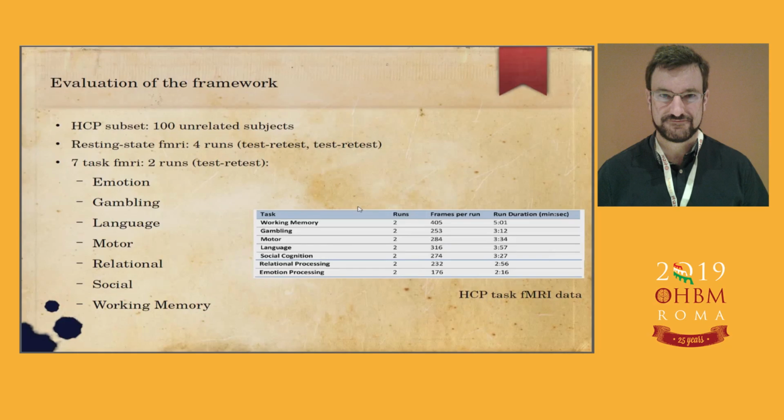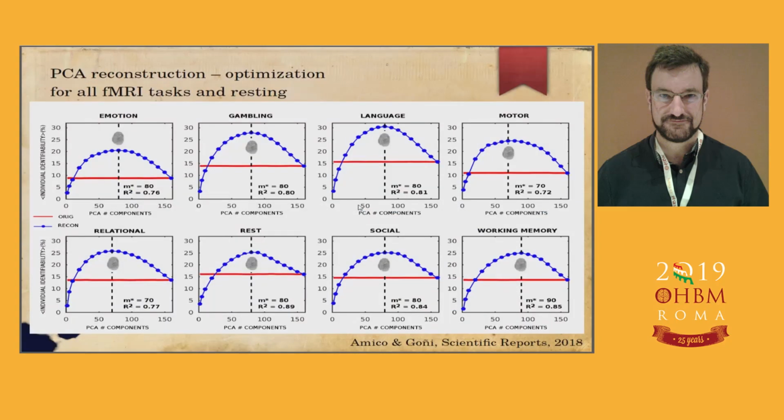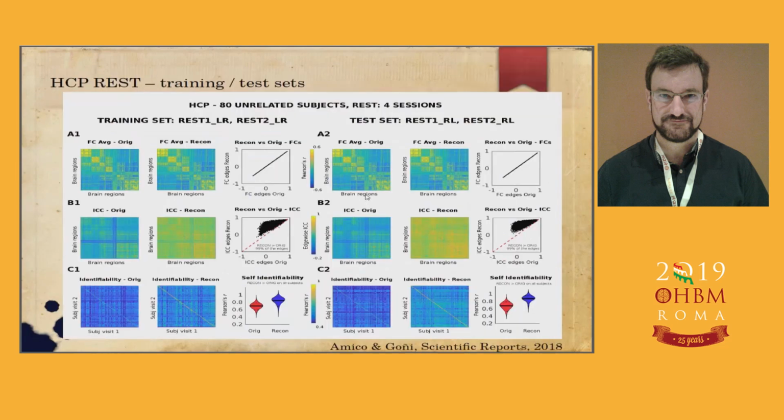We went big. We used the 100 unrelated subjects from the Human Connectome Project, the 7 fMRI tasks available, and rest. And we saw that there is universality across fMRI tasks. Basically, it doesn't matter which fMRI task you're using. If you have functional connectivity data, you can just use our method to clean or uncover identifiability in your data, so that you can go to your next stage and ask questions about executive memory, working memory performance, or disease progression.